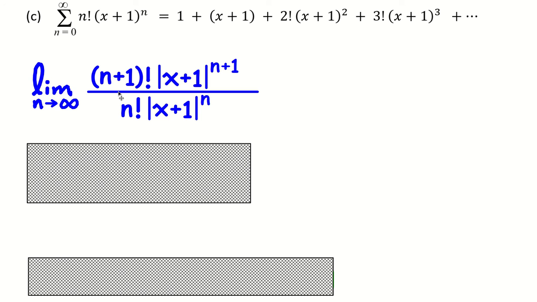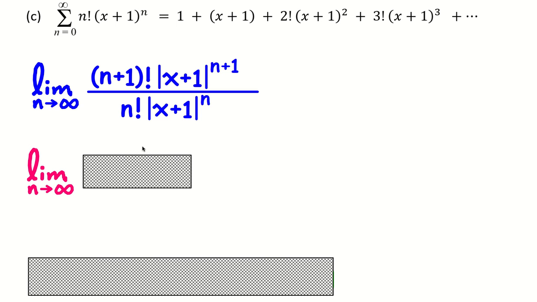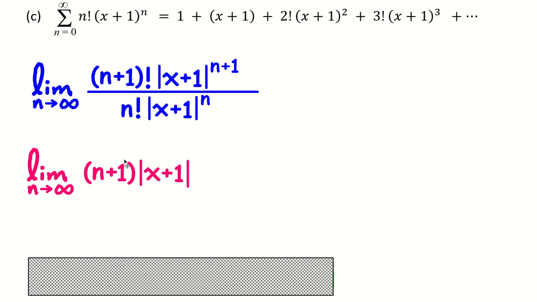Okay. So is there any canceling? Yes, there is. Because this is going to cancel, right? We can subtract these powers. These factorials are going to cancel a little bit. And you're going to get that. Okay? And check this out. When you let n approach infinity, this whole limit is going to approach infinity.